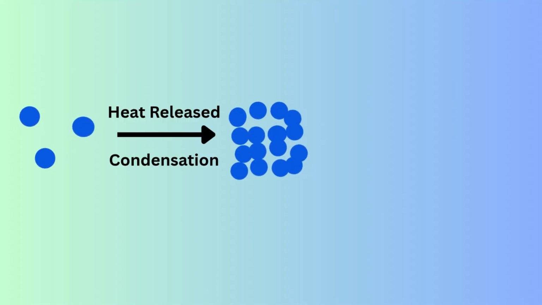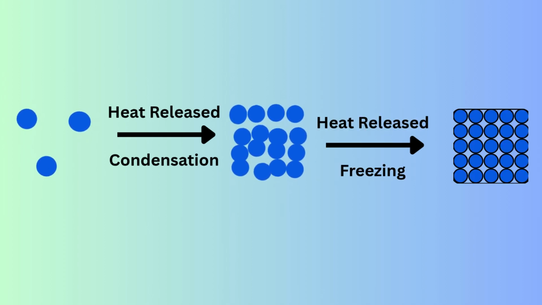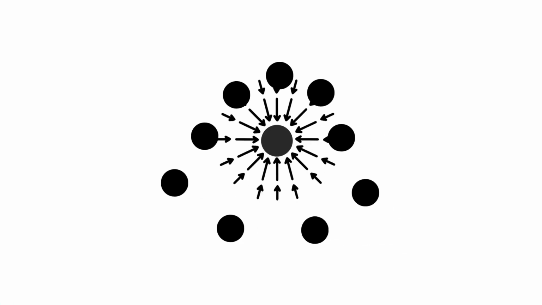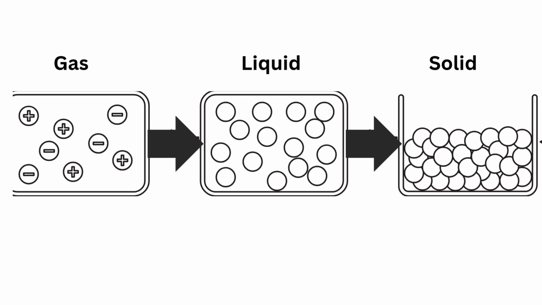On the other hand, when you cool a substance, you are removing energy from its particles. This causes them to move slower and come closer. Forces of attraction between the particles become stronger. As a result, the state of matter can change.